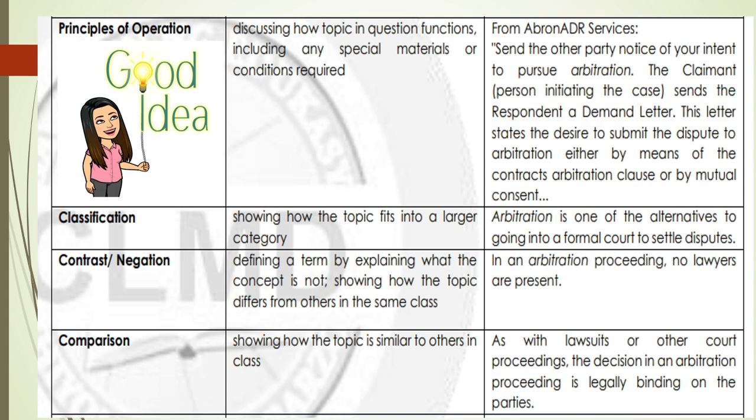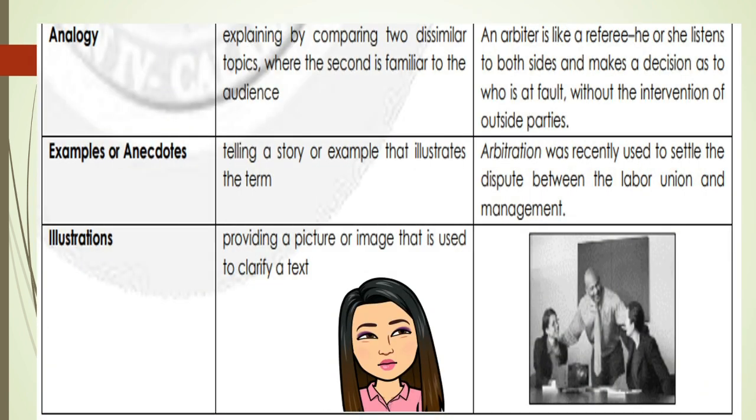Then we have another technique, through comparison. This is by showing how the topic is similar to others in class. Example: as with lawsuits or other court proceedings, the decision in an arbitration proceeding is legally binding on the parties. Then we have another approach.